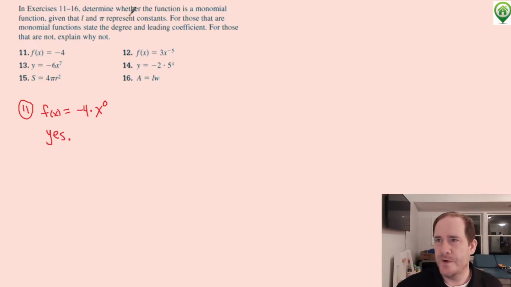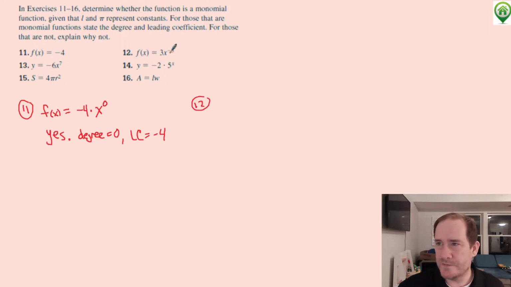Then you're giving me what? State the degree. Okay, so the degree is 0. And then you give me the leading coefficient. Leading coefficient is -4. Okay, whatever. Let's do 12.